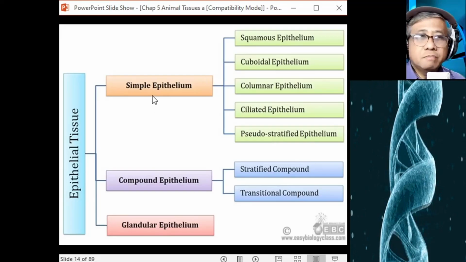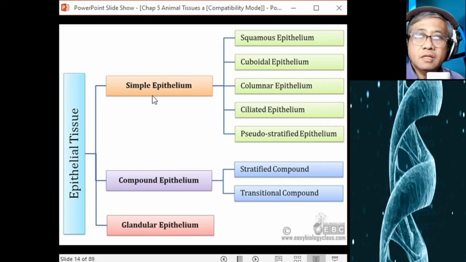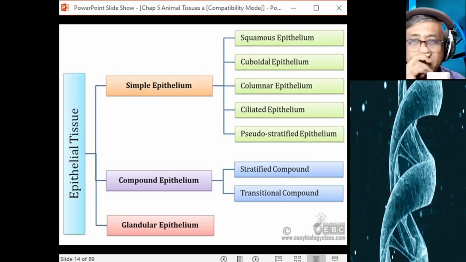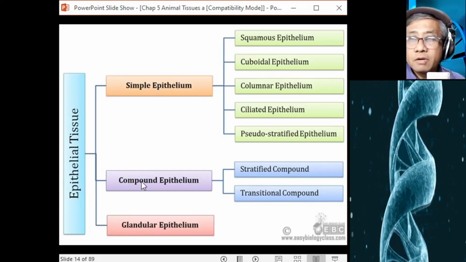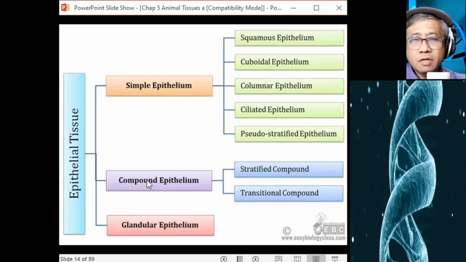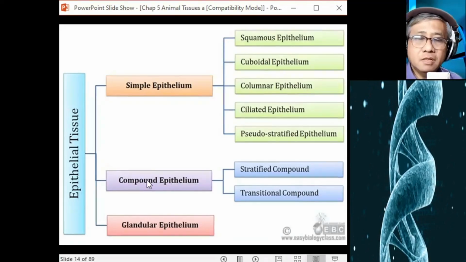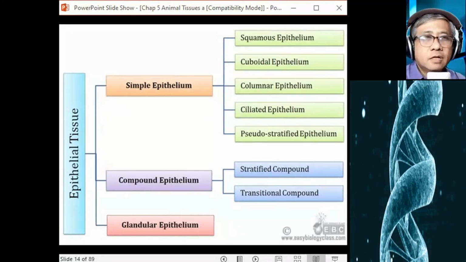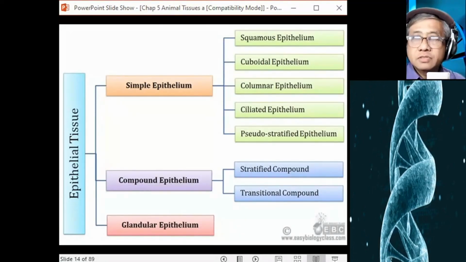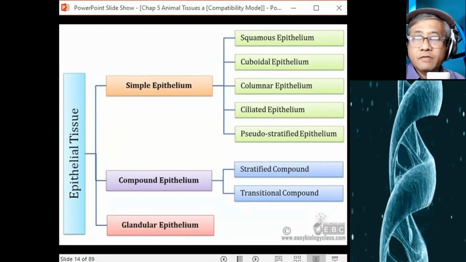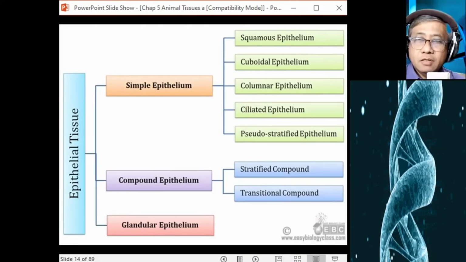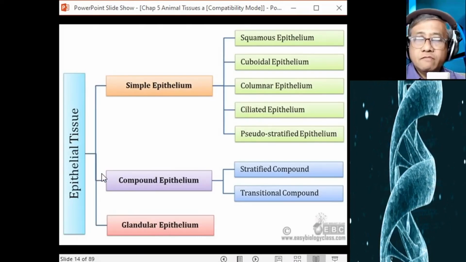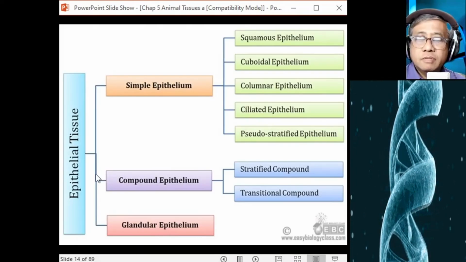Now, the word simple means that the epithelial tissue has only one layer of cells. Alright, in contrast to compound epithelium, when you say compound epithelium, the epithelial tissue is made up of two or more layers of cells, like stratified and transitional compound epithelium. And we have glandular epithelia, which is involved in secretion of substances.